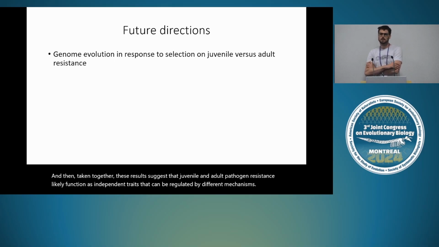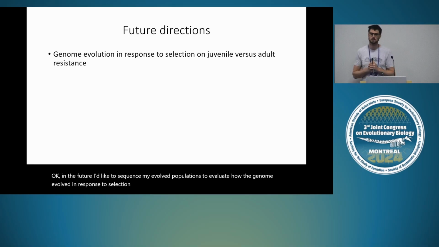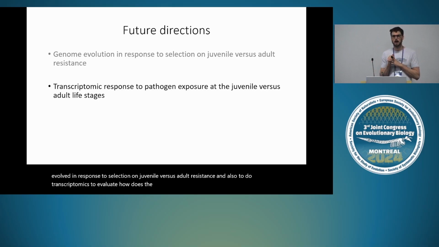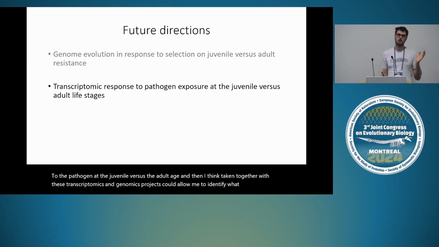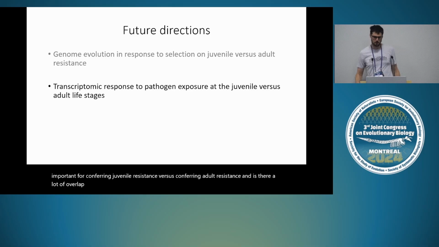Okay, in the future, I'd like to sequence my evolved populations to evaluate how the genome evolved in response to selection on juvenile versus adult resistance, and also to do transcriptomics to evaluate how the transcriptome responds to exposure to the pathogen at the juvenile versus the adult age. And then I think taken together, these transcriptomics and genomics projects could allow me to identify what loci are important for conferring juvenile resistance versus conferring adult resistance, and is there a lot of overlap between those loci.